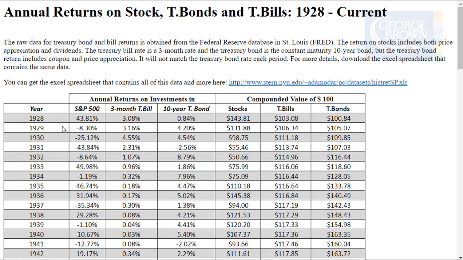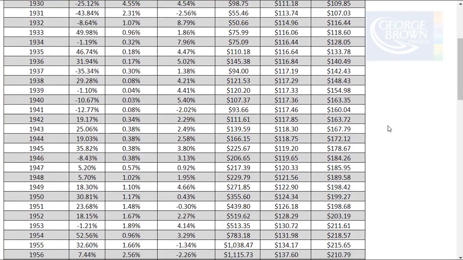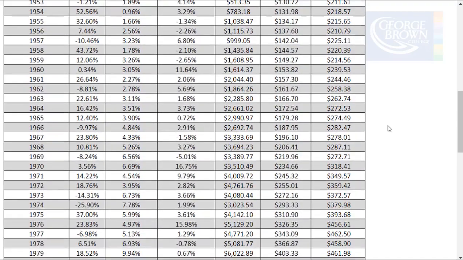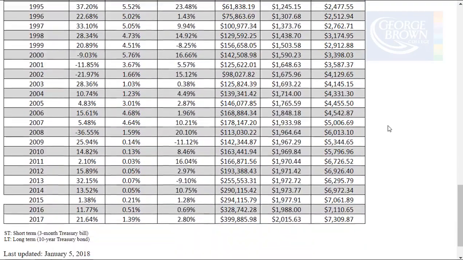And it says here the return on stocks includes both price appreciation and dividends. So how do you get the return? It's ending price plus dividends minus beginning price, divided by beginning price. Okay, that gives you your total return. And so he's done the calculations starting in 1928. It's not updated yet for 2018.